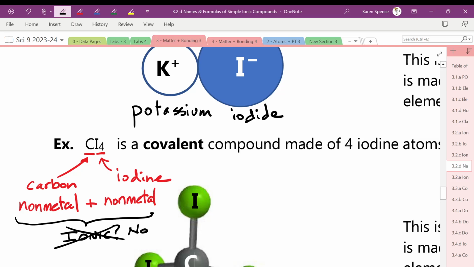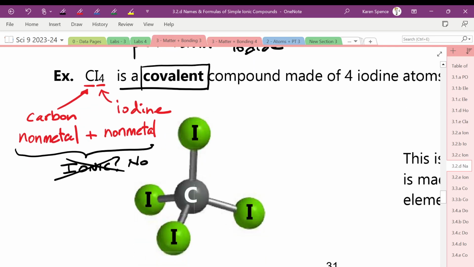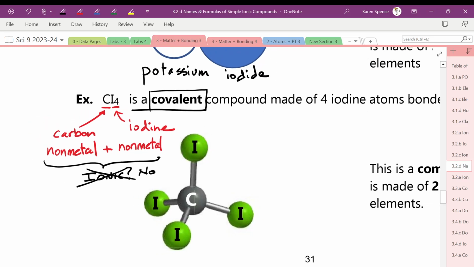So it's a different type of compound that we'll be focusing on a little bit later, but just to get you familiar with the word, it's called a covalent compound. And it has a different naming system. So I'm not going to confuse you with the name right now. If you're interested, you can come ask me about it later.